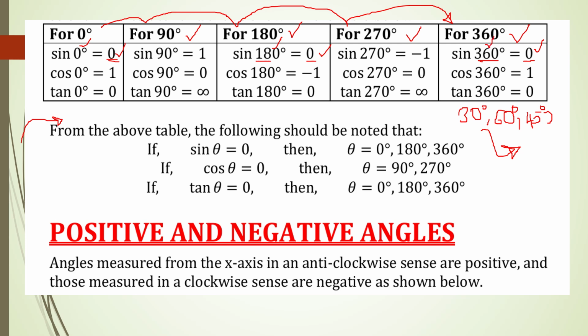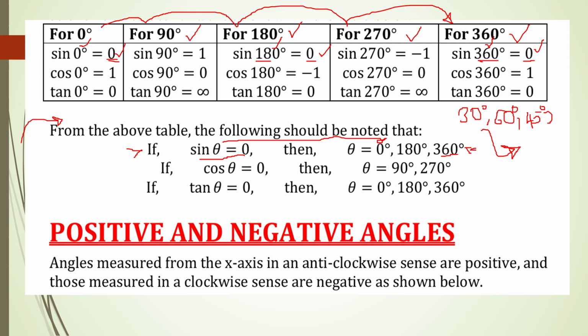That's why here we say that, according to the above table, if at all sine theta is the same as 0, then that means that theta, or the angle that gave us that answer, is most likely to be 0 degrees, 180 degrees, together with 360 degrees. And you should remember that at the back of your mind.